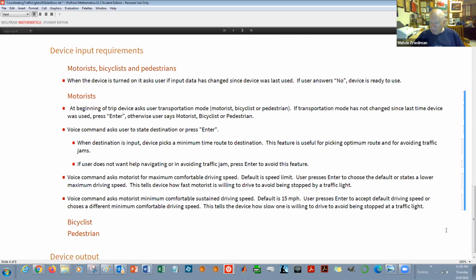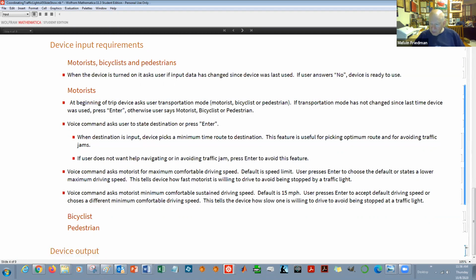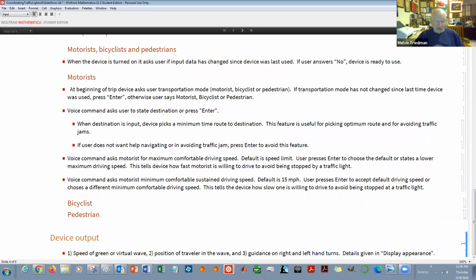And with that input, the device can output. I'll give the device output. The device output gives you the speed of the green wave, and it tells the position of the traveler. It tells you where you are relative to the green wave, so that you'll know whether to speed up, to slow down, or what you should do to make the green light. Yeah, so now I'll go on to the next.